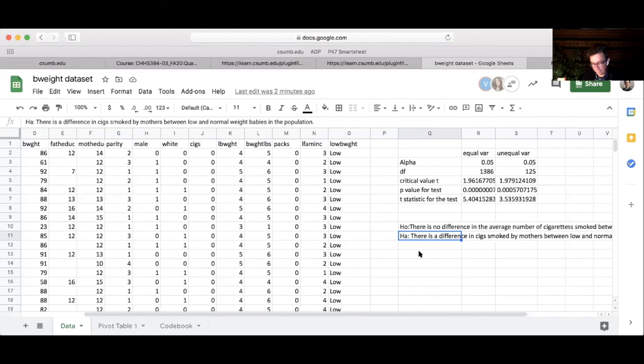So anyway, this is how you would conduct a t-test. And then the rest of the lab is asking you to do the same thing, but you're going to look at mother's education, if that is related to low birth weight. All right.